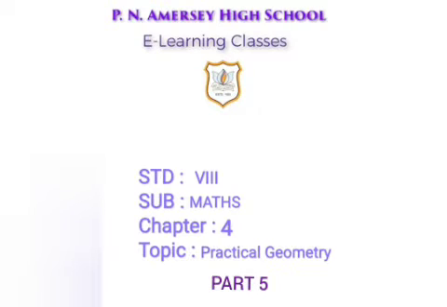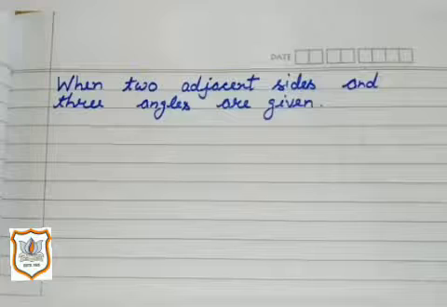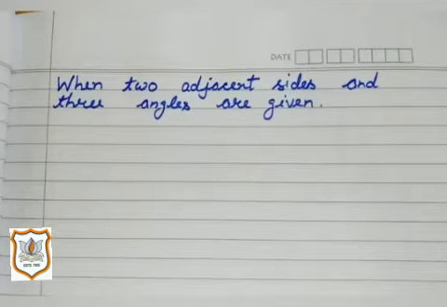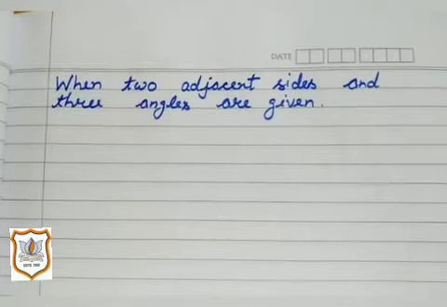Hello students, let's continue chapter 4, that is practical geometry. Students, in this video we shall learn how to construct a quadrilateral when the measurements of two adjacent sides and three angles are given. There are some elegant and accurate methods to construct some angles of special sizes. We do not require the use of the protractor. We shall discuss a few here.